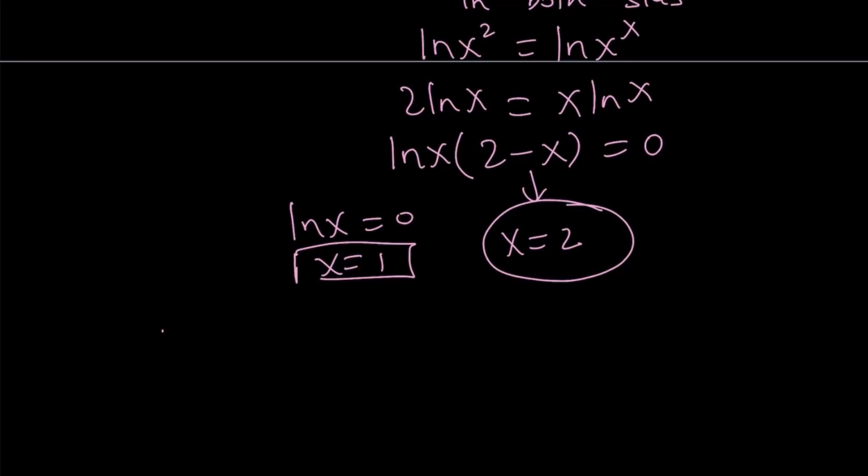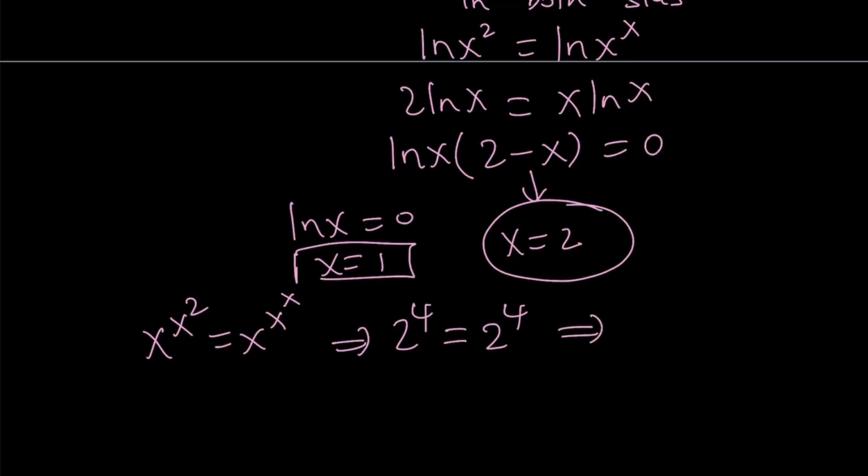Okay, so I have x to the power x squared equals x to the power x. If x is equal to 2, this gives us 2 to the 4th equals... Oh, by the way, I forgot the other x here, right there. Okay, so this gives me 2 to the 4th equals 2 to the 4th. Therefore, x equals 2 works. Great. So that is a valid solution.